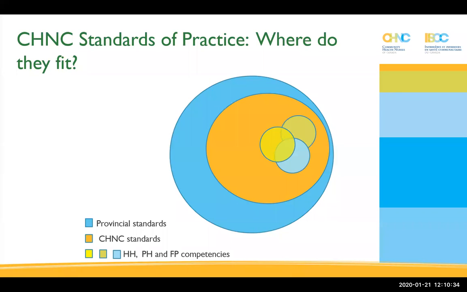So it really highlights and zones in on what is different about working in community health. The competency sets look at the knowledge, skills, and judgment you need to work in different practice settings. So we have home health competencies, public health competencies, and family practice competency sets that are derived from the standards of practice for nurses, and it helps to support the individual uniqueness of the work that we do.